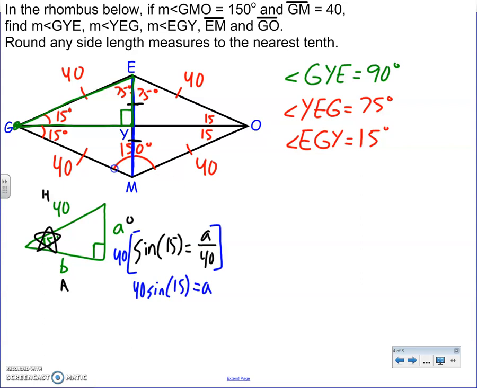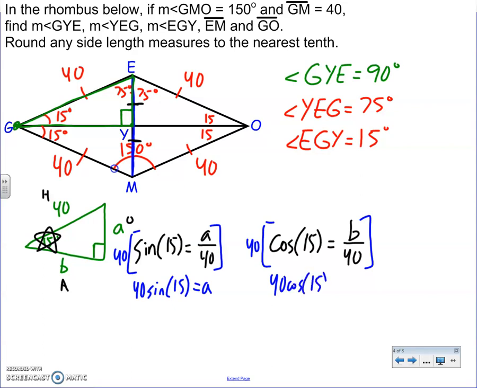Let's find the other one. To find B, we're going to use CAH, which is cosine. So cosine of our angle is equal to A over H. So that's going to be B over H, which is 40. Again, get rid of the denominator by multiplying both sides by 40. So I get 40 times cosine of 15 is what B is. All right, so I'm typing those in my calculator and see what I get.